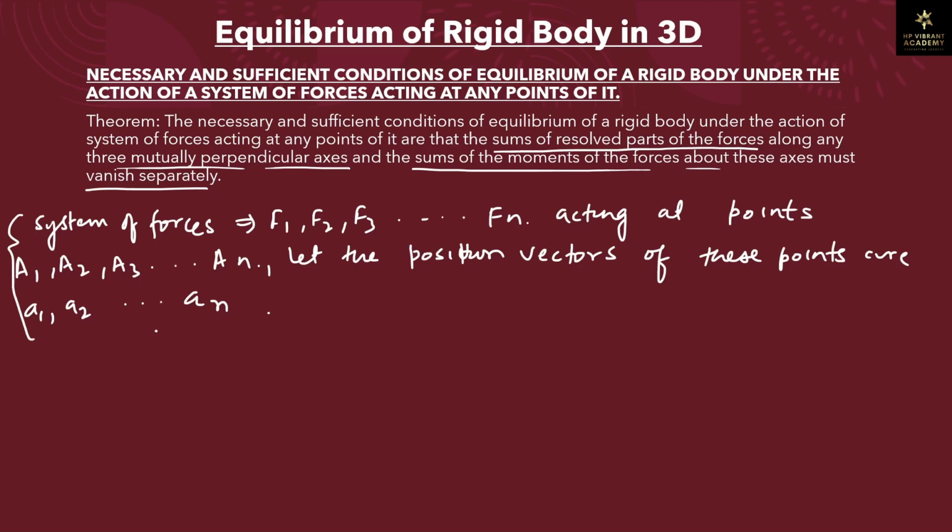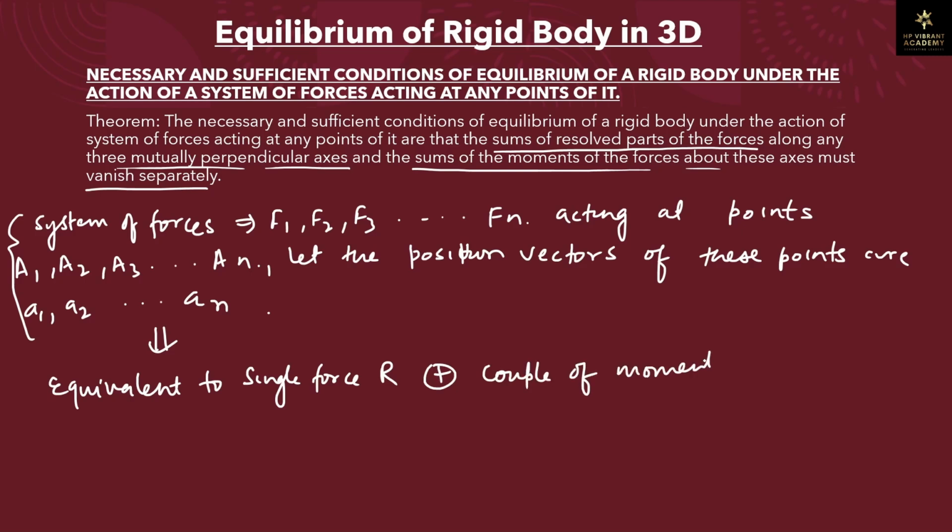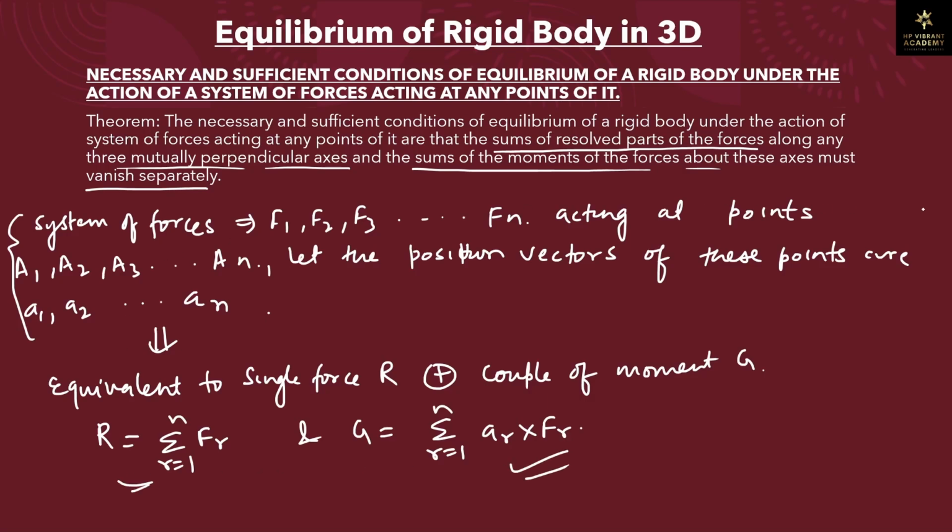So this whole system of forces will be equivalent to a single force R, the resultant, plus a couple of moment G. We have R equal to the summation r equal to 1 to n of Fr, and G equal to the summation r equal to 1 to n of ar cross Fr. This we have discussed. So this whole system of forces is equivalent to a single force R and a couple of moment G.